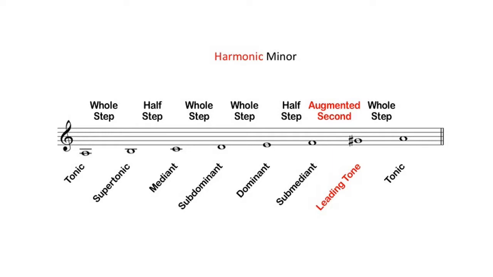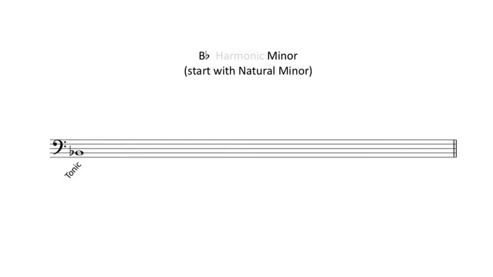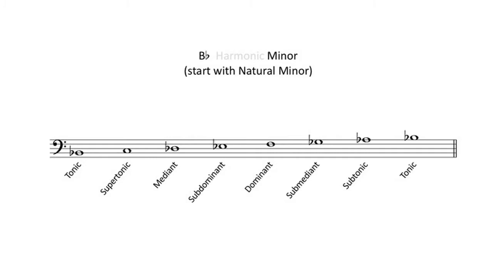Notice the extra wide interval, we call it an augmented second, between the submediant and the leading tone. If we happen to be in the key of B flat minor and we wanted to spell a harmonic minor scale, I start by writing my B flat natural minor scale. B flat minor has 5 flats, so B flat, C, D flat, E flat, F, G flat, A flat, B flat.